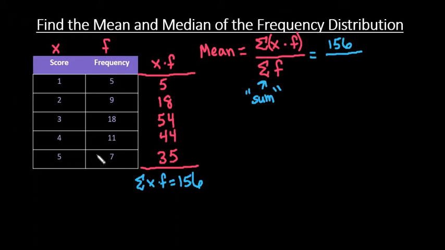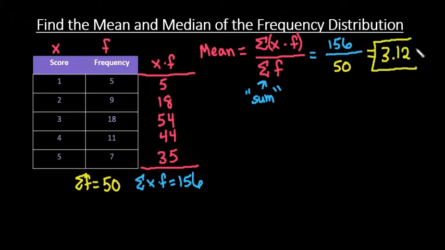And then I'm going to divide it by the sum of this column. So we're going to find the sum of the frequency here. So I'm just going to add the 5 plus the 9 plus the 18 plus the 11 plus the 7. Again, I have already worked this out on paper and I ended up with 50. And so then all I would have to do is type in my calculator 156 divided by 50, and we can find that the mean is 3.12.